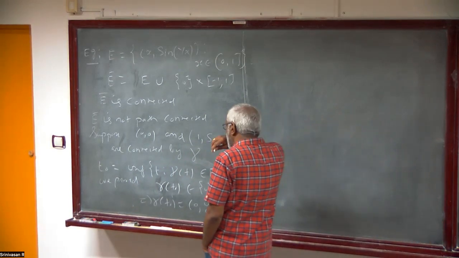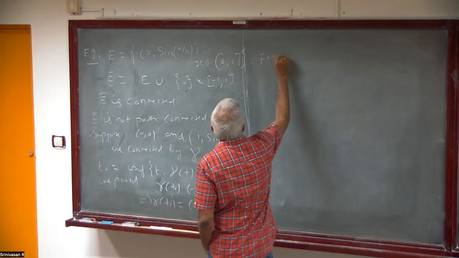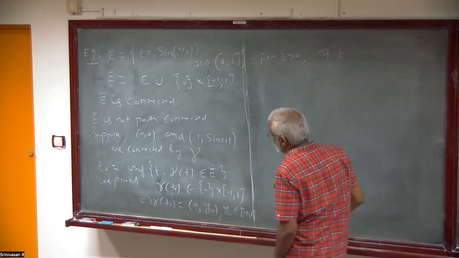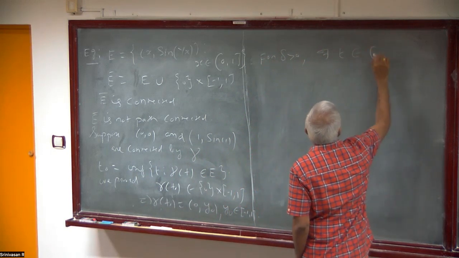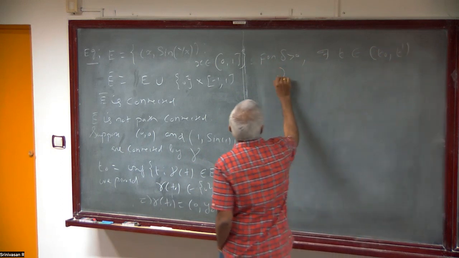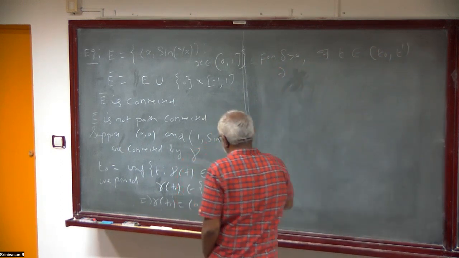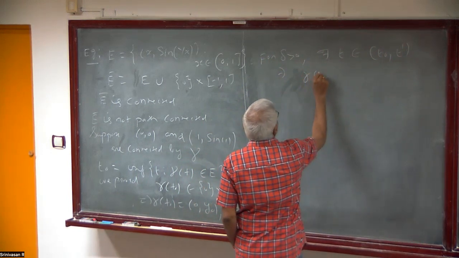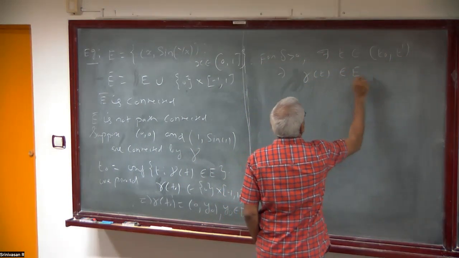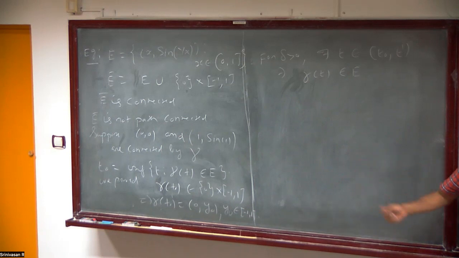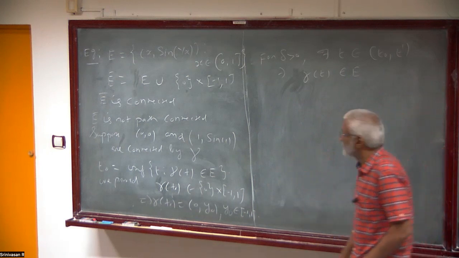So the thing is this: for delta greater than 0, there exists a T in this closed interval, T prime, such that gamma of T is in E, by the definition of the infimum. This is the infimum of such T. So if you increase it a little, there should be something in that set. That's the definition of infimum.